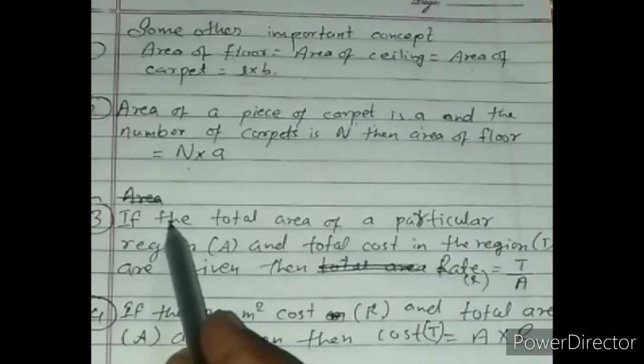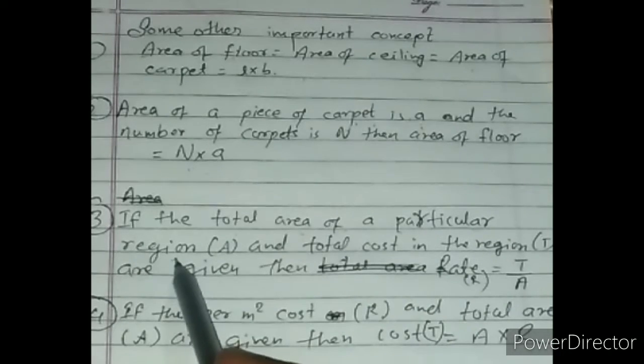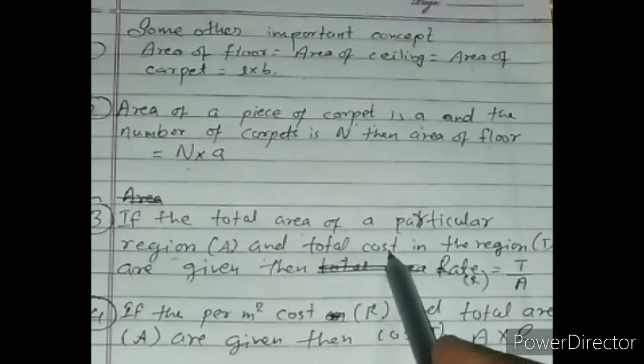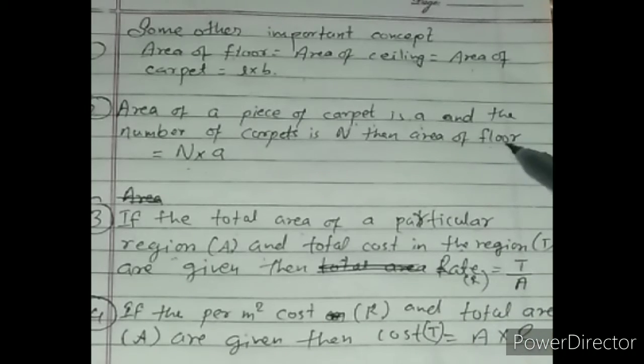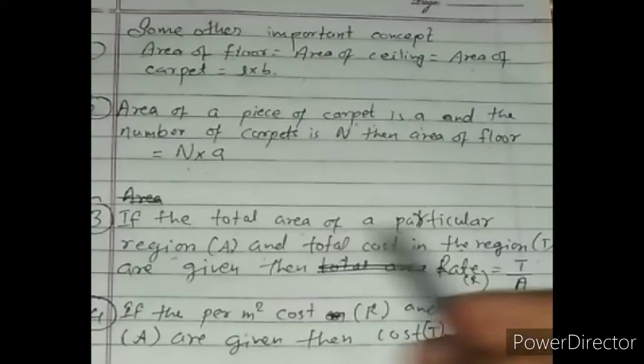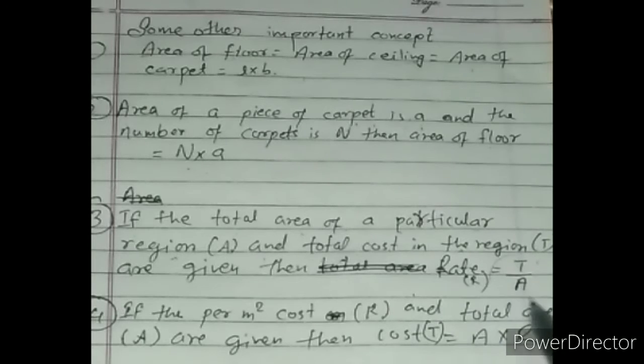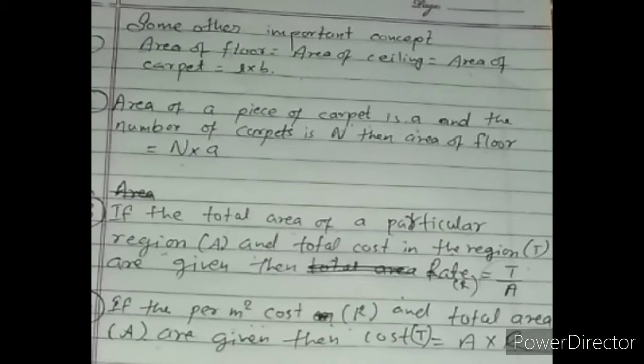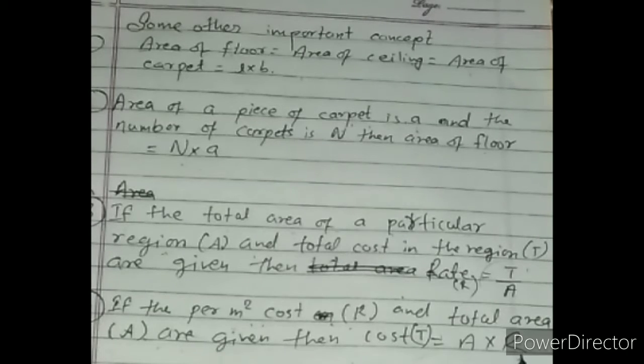Same as that, if the total area of a particular region is A and the total cost of painting, cost of carpeting, cost of plastering, cost of papering, yes, wallpaper, is given, then the rate will be total cost by area. Because we know if the rate is R per meter square and the total area is A, then the total cost is A into R. We have discussed this before also.